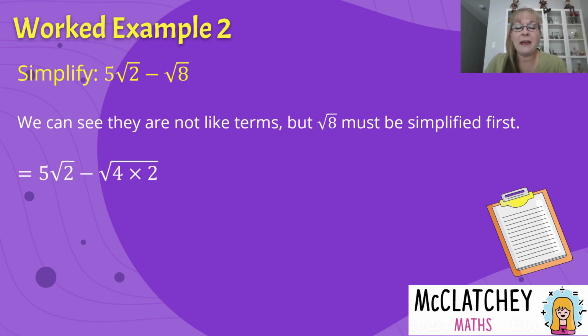So 8 is made up of 4 times 2. We know 4 is a perfect square. I could take the square root of 4 and I'm going to get 2. So my second surd here will actually be 2 root 2. Now I've got two like terms that I can deal with. Focusing just on the coefficients, 5 take away 2 is 3 root 2.